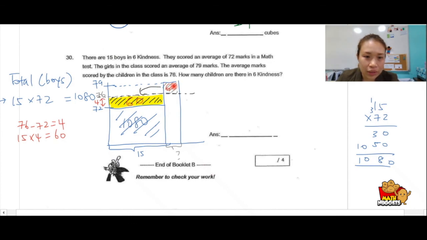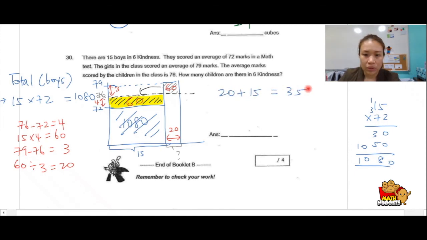And this came from the girls who had an excess. Because the average of the class is 76, and the average of the girls is 79, the girls had an excess of 3 marks each. So 79 minus 76 is 3. Since they donated 60 marks to the boys, and each of them had an excess of 3 marks, this tells us that there are 20 girls in the class. So how many children are there? 20 plus 15, which is 35 children.